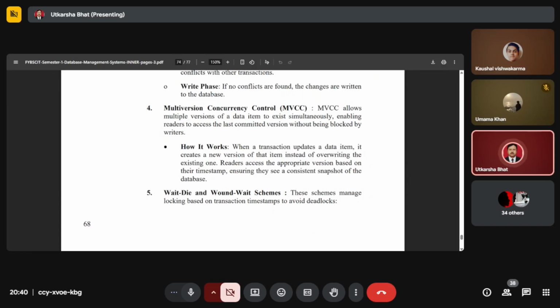Let's talk about how it works. When a transaction updates a data item, it creates a new version of that item instead of overwriting the existing one. Readers access the appropriate version based on their timestamp, ensuring they see consistent snapshots of the database. Wait-die and wound-wait schemes. These schemes manage locking based on a transaction timestamp to avoid deadlock.